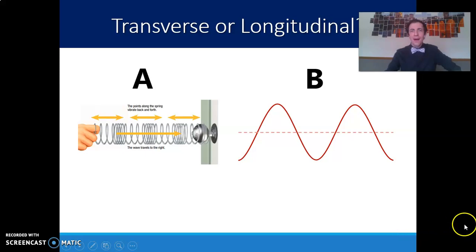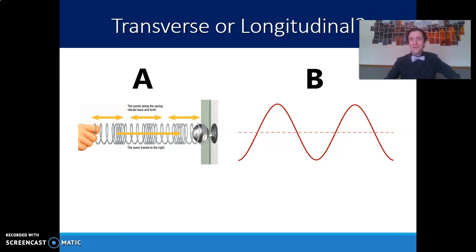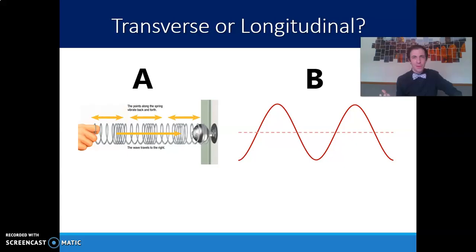Now, to start us off, let's review a little bit two main terms, two big categories that we talked about in the last video. I have two different types of waves here presented on the screen, A and B. I would like you to think to yourself, how would we define these? One is transverse and one is longitudinal, but which is which?